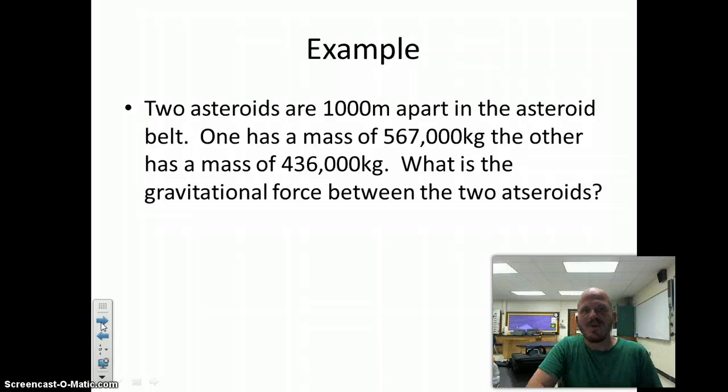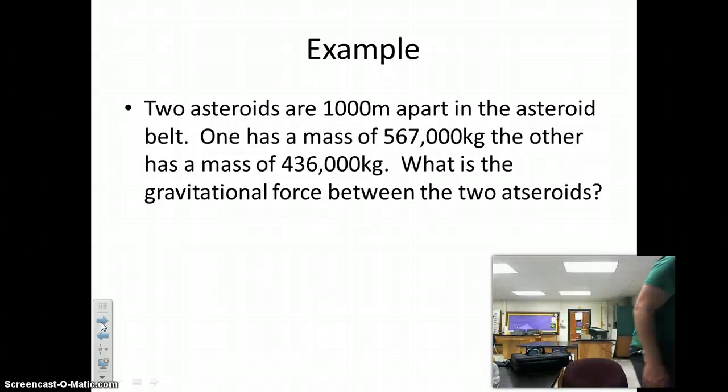So here's our example. We have two asteroids that are 1,000 meters apart in the asteroid belt. One has a mass of 567,000 kilograms. The other has a mass of 436,000 kilograms. What is the gravitational force between the two asteroids? Now, let me grab my calculator real quick.